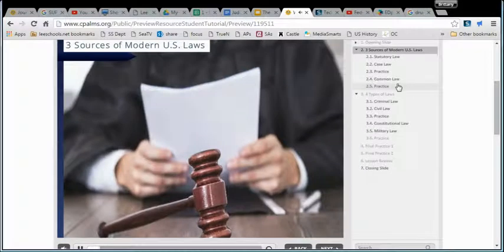Now that you've learned about an ancient source for the law, let's shift to a more modern perspective on the laws we actually use in American courtrooms today. In the United States, there are generally 3 different sources for our modern laws. They are statutory law, case law, and common law. We'll explore each in detail on the slides coming up.